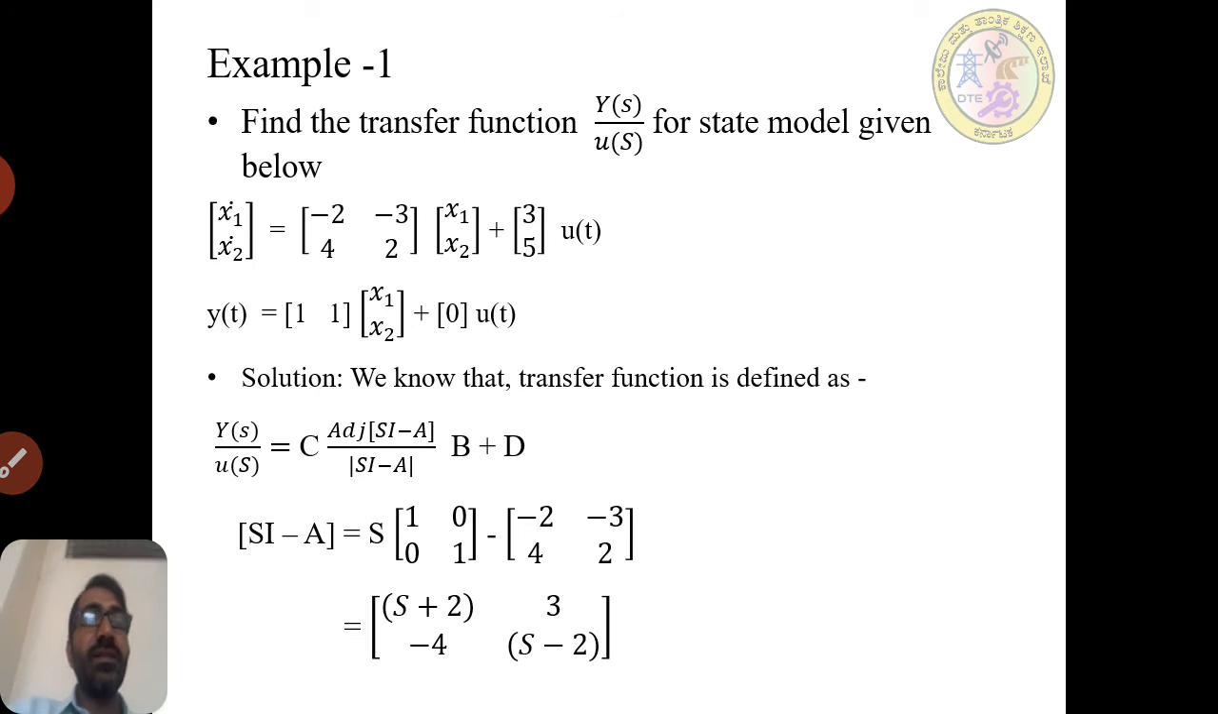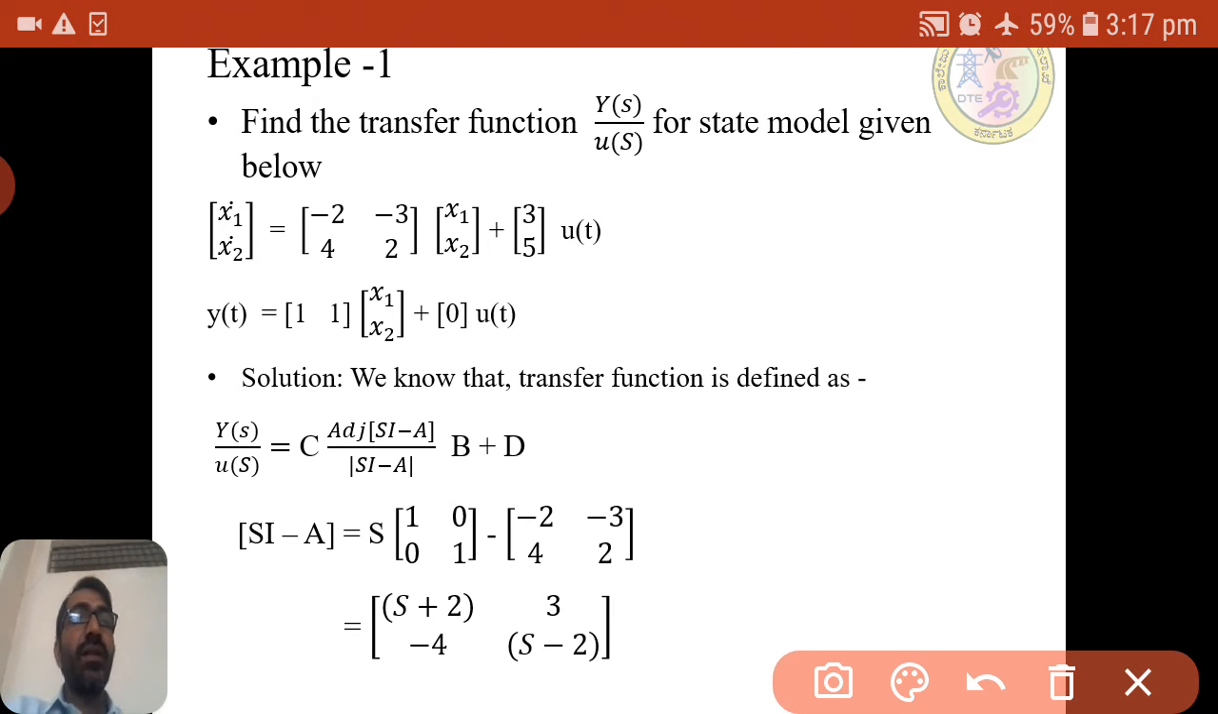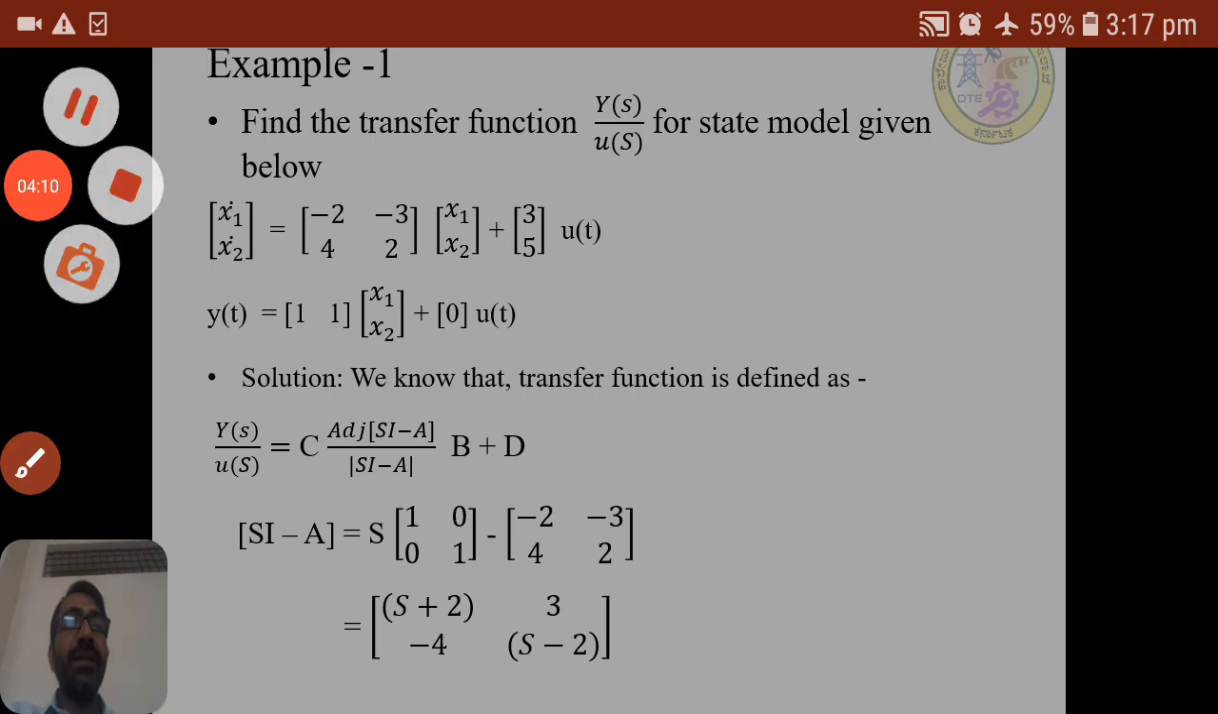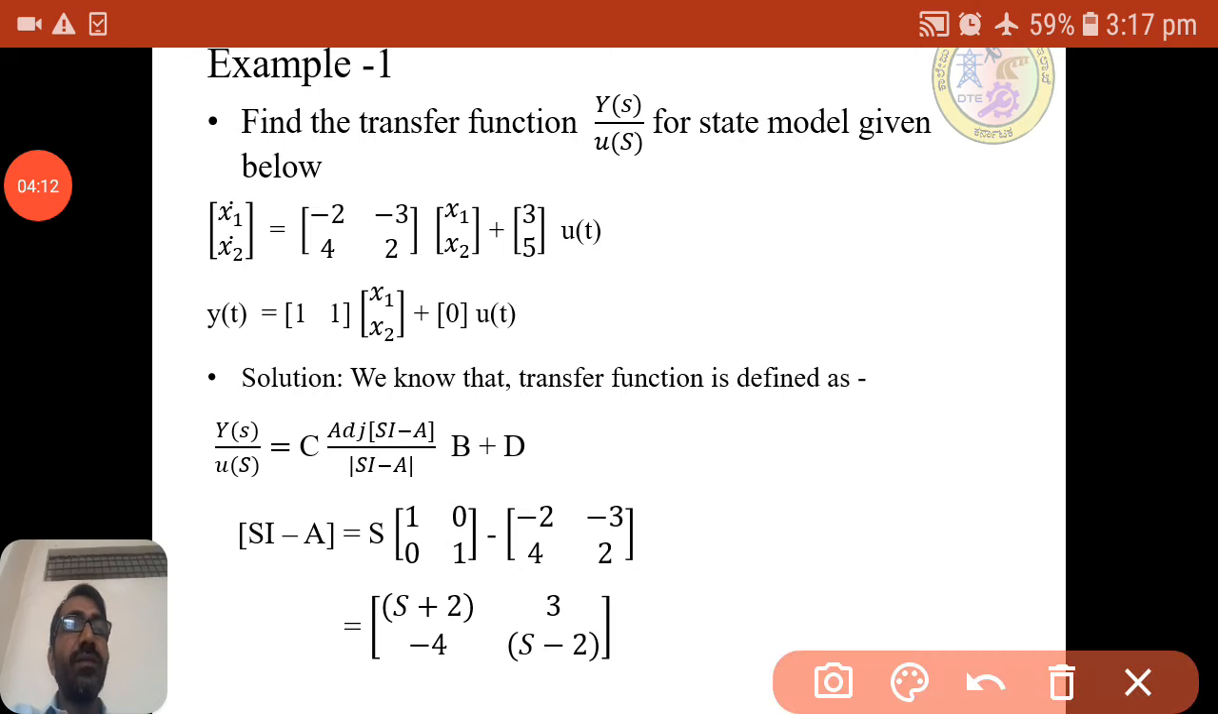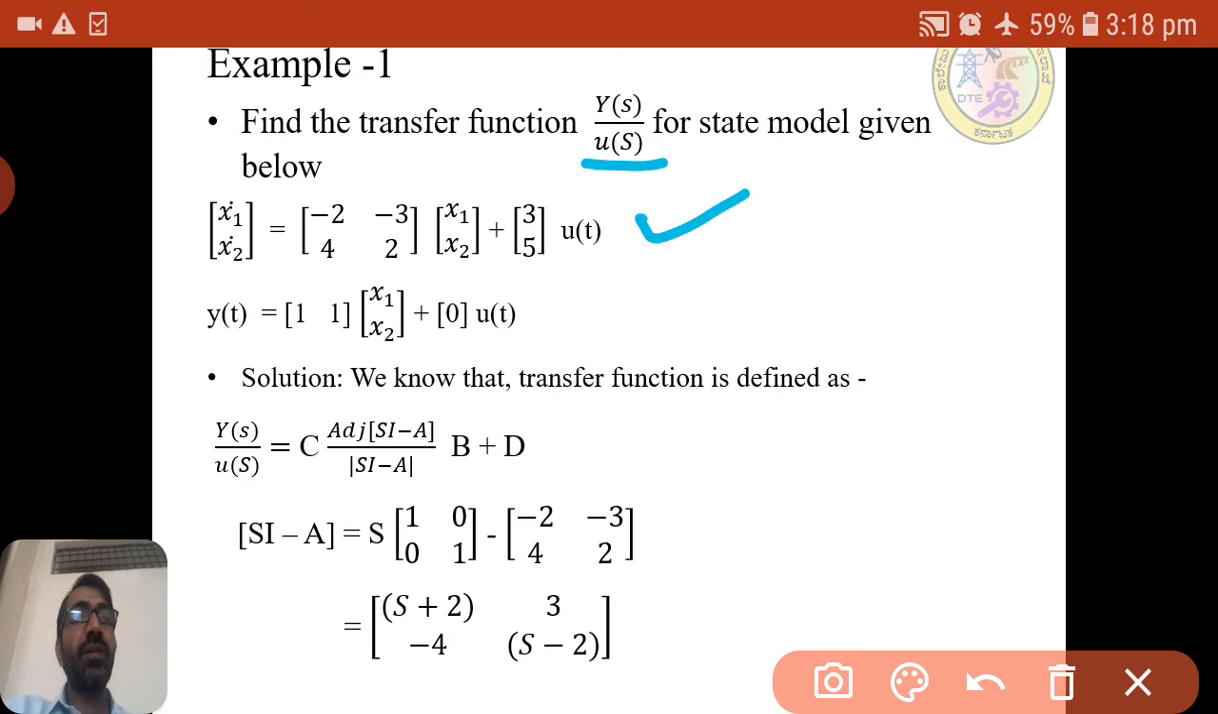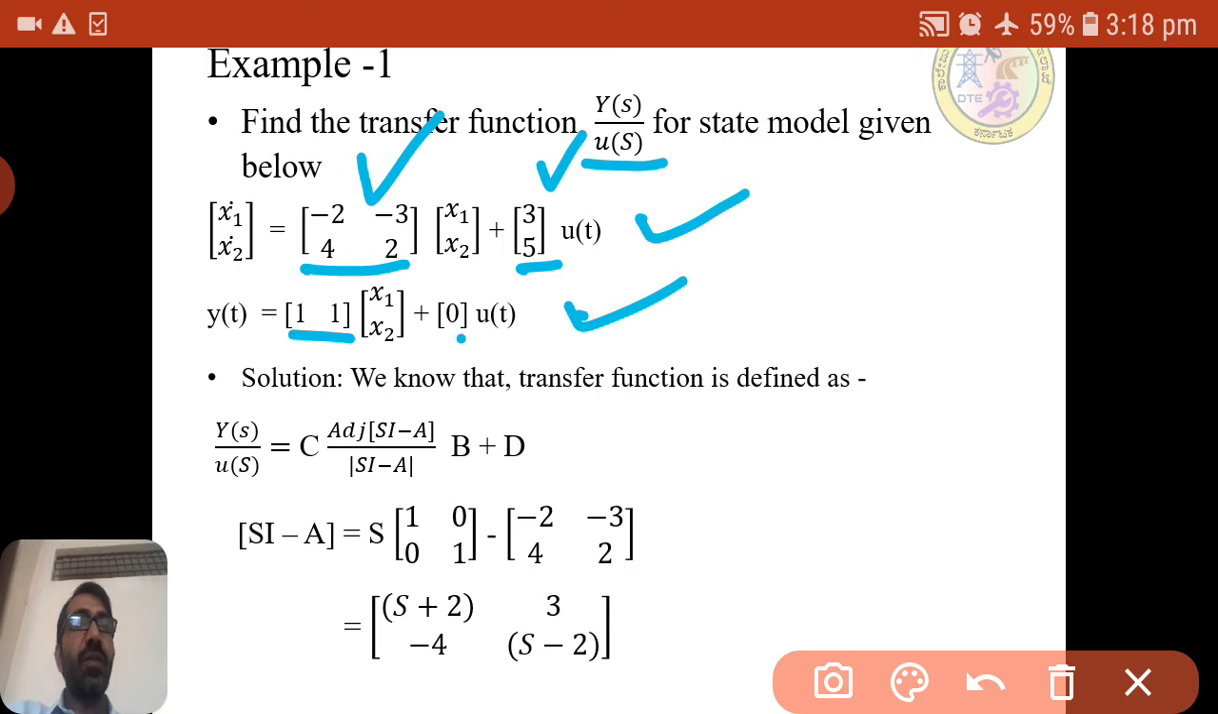So let us take one example. Find the transfer function Y of s divided by U of s for the given state model. The state model is given with respect to the state function and the output function. Here we have A as this matrix, B is the matrix 3 5, C is 1 1, and D is 0. So we know all of A, B, C and D.